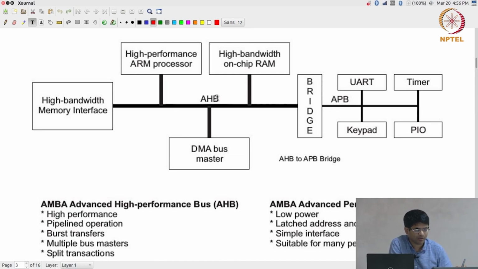So the AMBA high performance bus, like we discussed last time, is used to connect those peripherals that have high performance requirements. The most obvious one is the high bandwidth on chip RAM, the memory. There is another memory interface which is off chip, right. So what is the difference between the on chip and off chip memory? The on chip memory is usually the cache or some other relatively small amount of RAM that is used just for storing data temporarily, right.